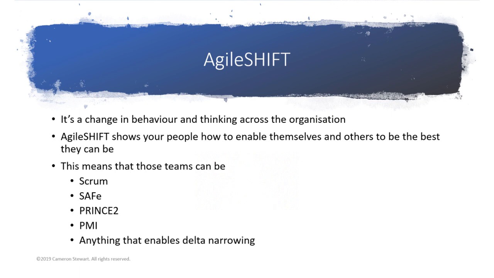That means the teams could be using Scrum. They could be using Scaled Agile Framework or SAFe, Prince2, PMI, ITIL, anything that helps them to be the best they can be. They could use different tools, they could use different products, different services.